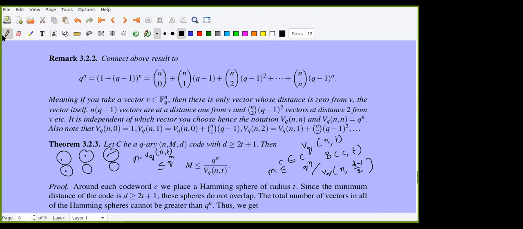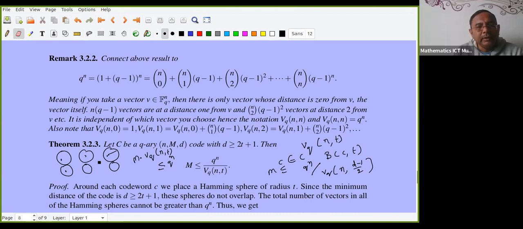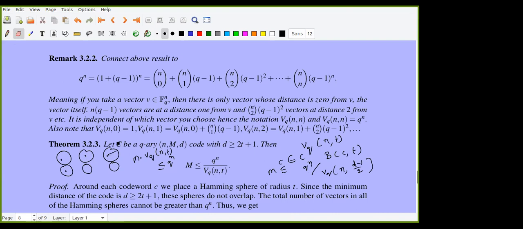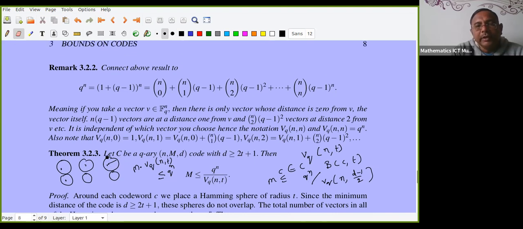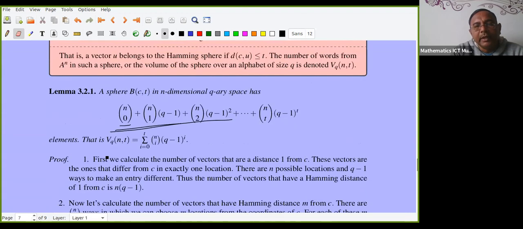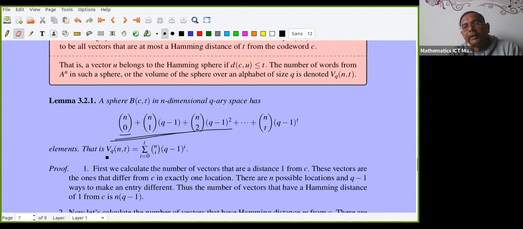Yes, sir, it is okay. It is okay because I'm taking one code word C, around which I'm constructing a ball. Now, what is the volume of the ball? We discussed the volume of the ball. This is important. If you want, I can repeat that. So let us do it for one code word.